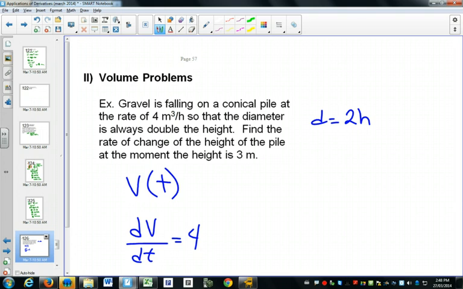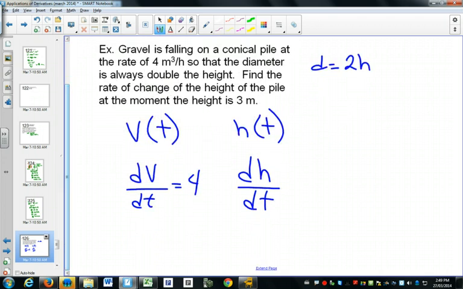We want to find the rate of change of the height, so we want to find dH/dt, which is telling us that height is also a function of time, at the moment that the height is 3 meters. They said, can you find the rate of change of the height? And we want to find it at h equals 3.